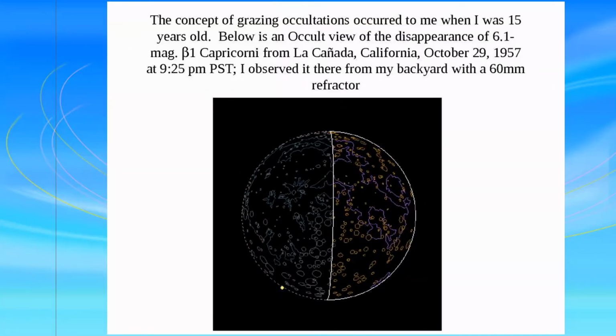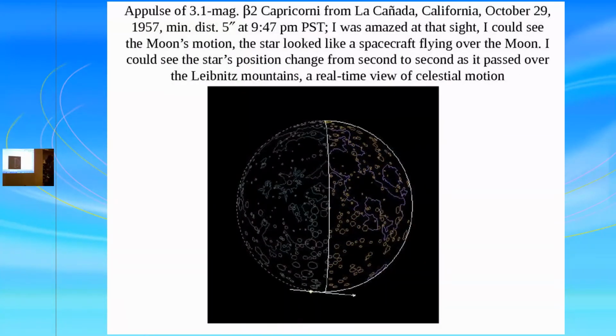But anyway, so this was the first star, but then the second star was also predicted to be occulted. But I kept watching, and the next slide shows what happened there.